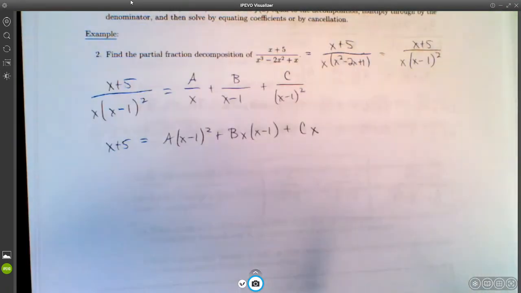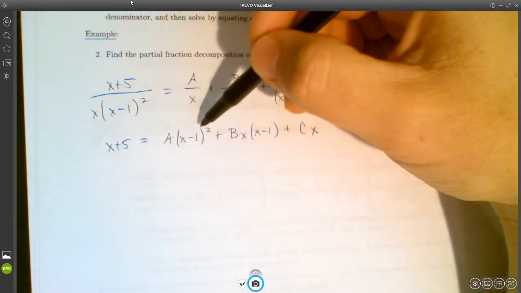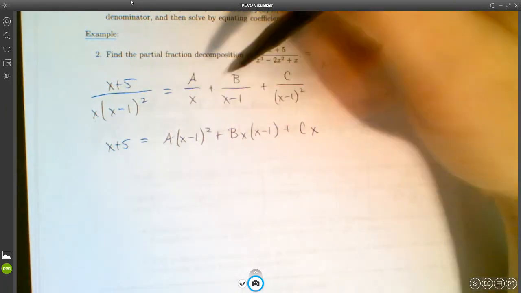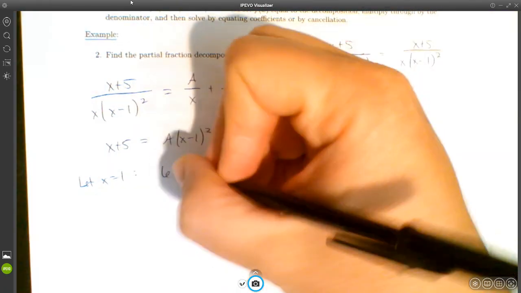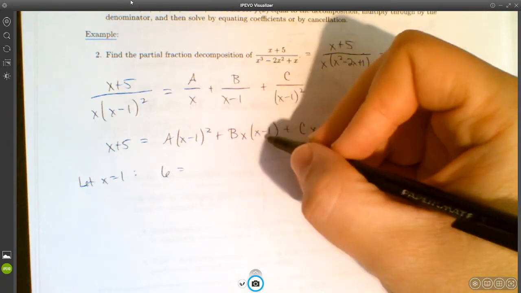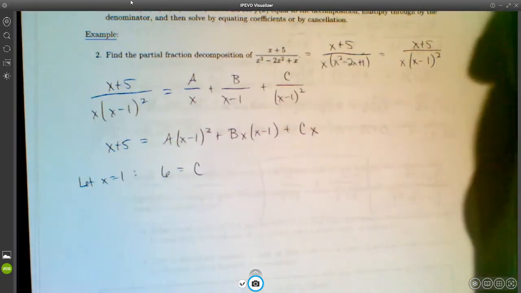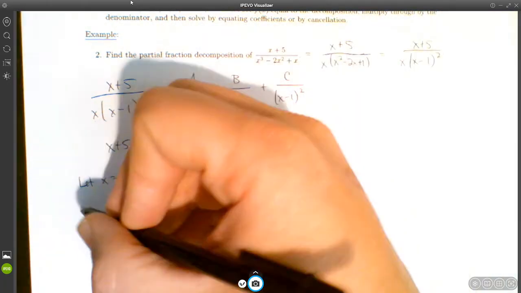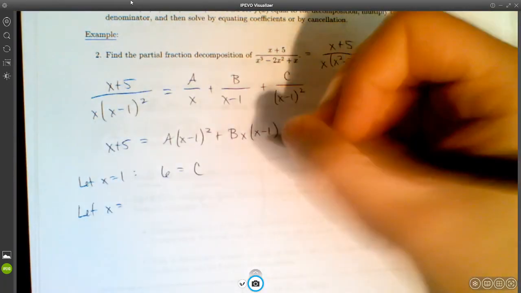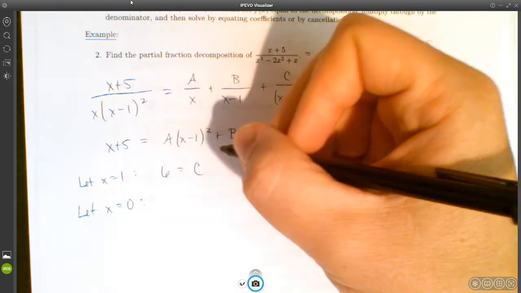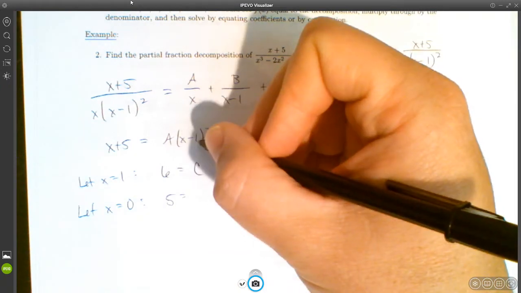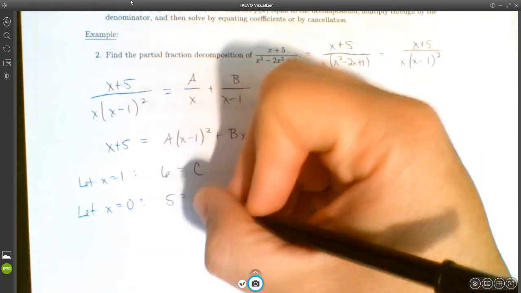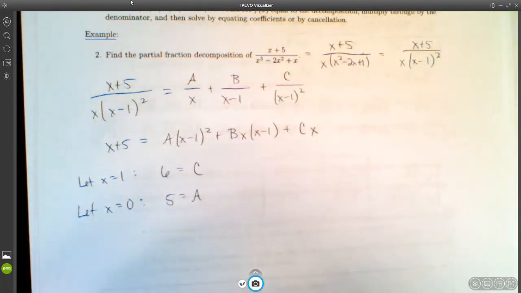So now for the cancellation method, if I wanted to get rid of A, I might plug in 1 for x. And then I get 6 equals, that's gone, and C, right? So C equals 6 if I let x equal 1. If I let x equal 0, then I get 5 equals 0 minus 1, which is negative 1, negative 1 squared is positive 1, 1 times A is A. That's gone, and that's gone. So A equals 5.